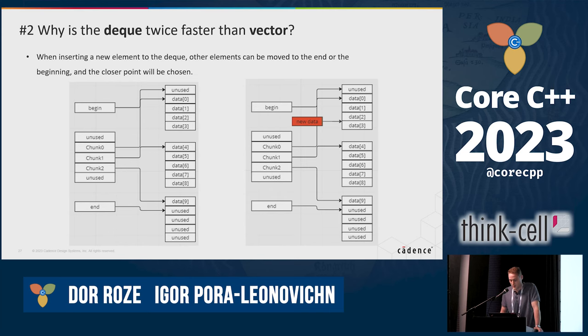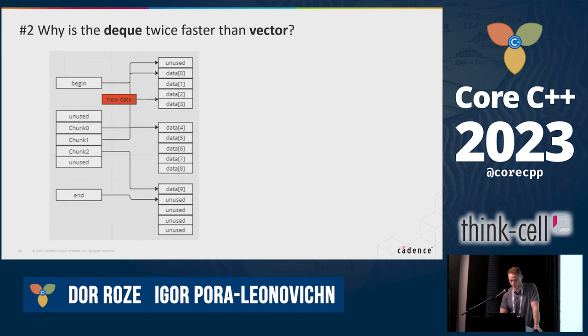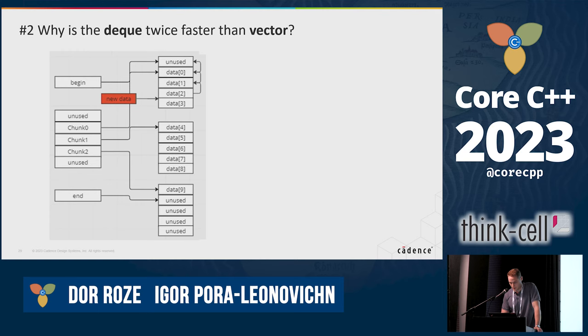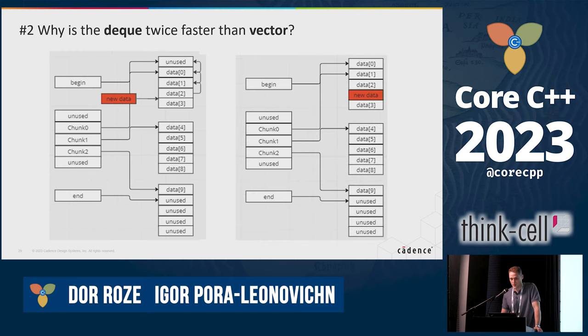Now we are trying to insert new data in a random position. So there is an optimization we can do here in the deque case. We are trying to insert new data. So we can shift all the previous elements one step toward the beginning of the deque. And now we can insert the new data. So the worst case for the deque will actually be inserting a new element in the middle of some chunk, but as you can see, the push front scenario is not that bad for a deque.